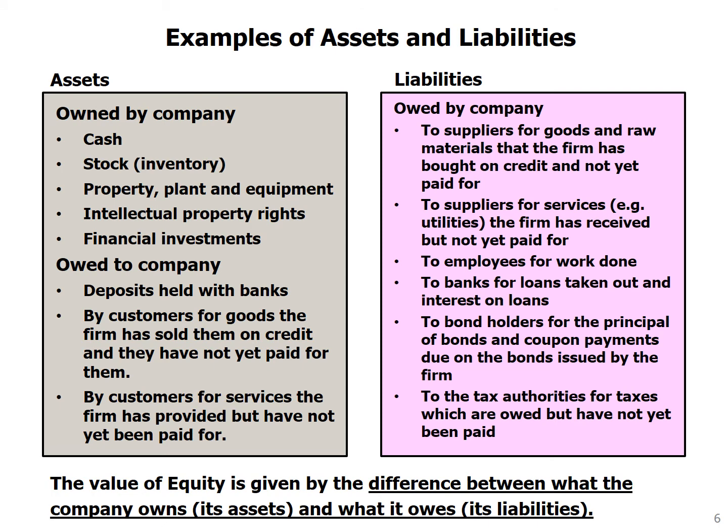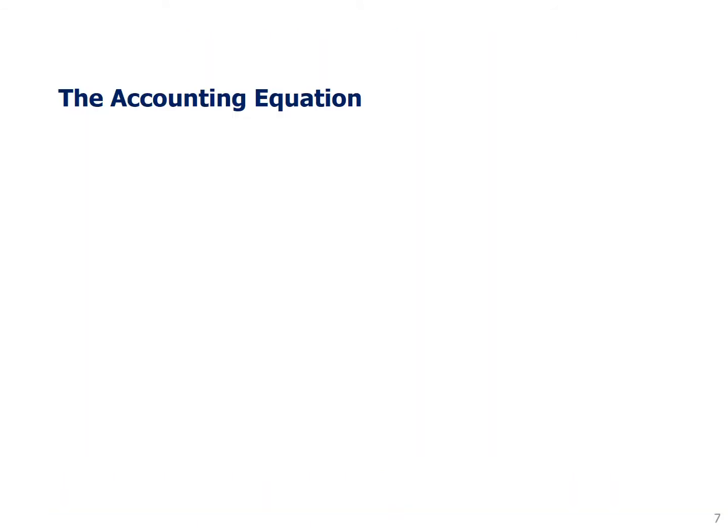It has no direct relationship with the market value of the firm if listed, or the amount that would be left over if the firm was liquidated, all the assets were sold off, and all creditors, suppliers, banks, bondholders, tax authorities were paid off. And this is also equal to the value of the initial investment made by the owners, plus retained earnings, retained profits, less any payments made to the owners in the form of dividends.